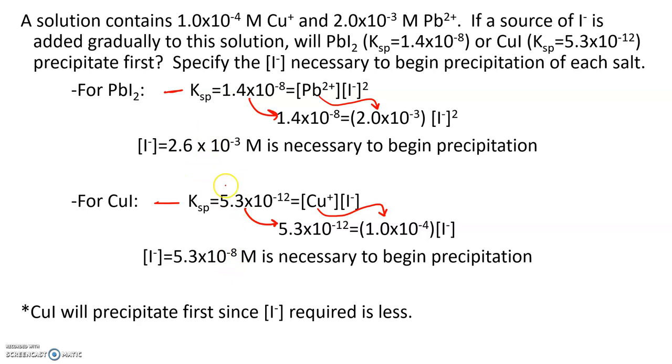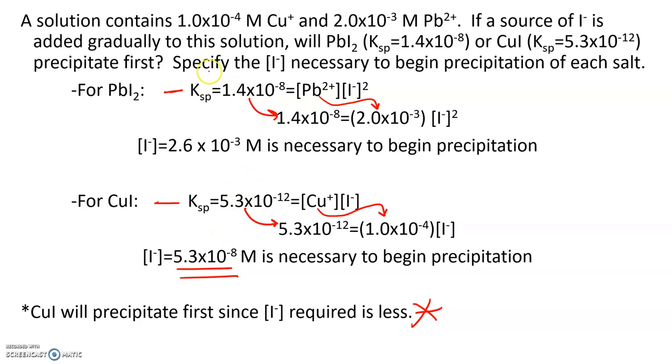So what those concentrations mean is that's what concentration for the iodide is needed in order to begin the precipitation. So by comparing these two numbers, because this concentration is lower, we can then make the statement that the copper iodide is going to precipitate first, because it needs less iodide to form that precipitate.